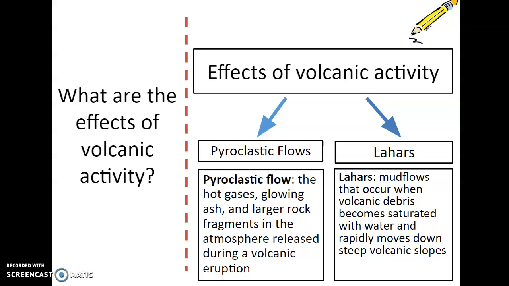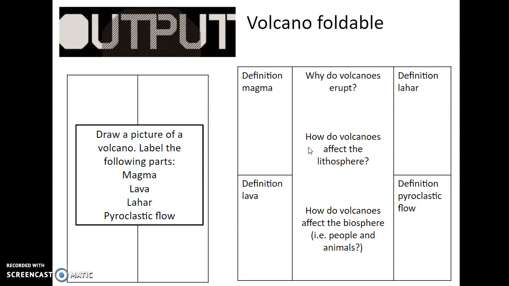So what are the effects of volcanic activity? So the effects of volcanic activity would be pyroclastic flow, the hot gases, glowing ash, and larger rock fragments in the atmosphere released during a volcanic eruption. And lahar is a mud flow that occurs when volcanic debris becomes saturated with water and rapidly moves down steep volcanic slopes. So for your output, you need to create a volcano foldable.